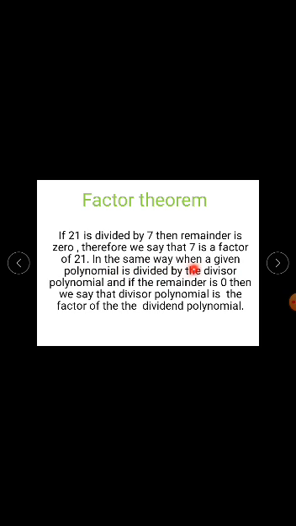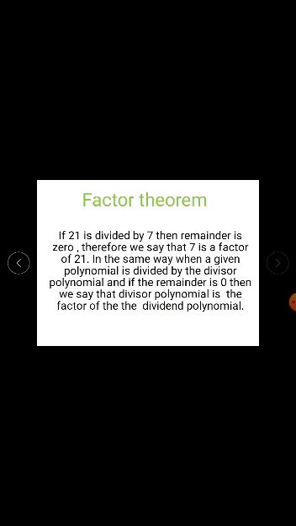In the same way, when a given polynomial is divided by the divisor polynomial, and if the remainder is 0, then we say that the divisor polynomial is a factor of the dividend polynomial. Understood, students? If 21 is divided by 7, then the remainder is 0. Therefore, 7 is a factor of 21. In the same way, if the remainder is 0, the divisor polynomial is the factor of the dividend polynomial.